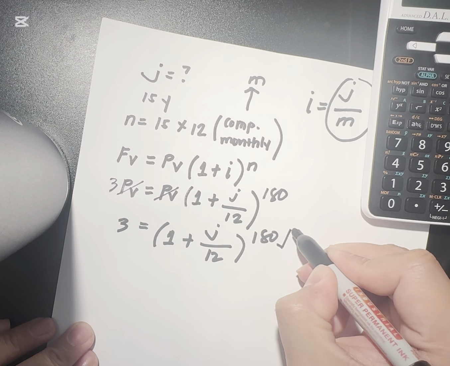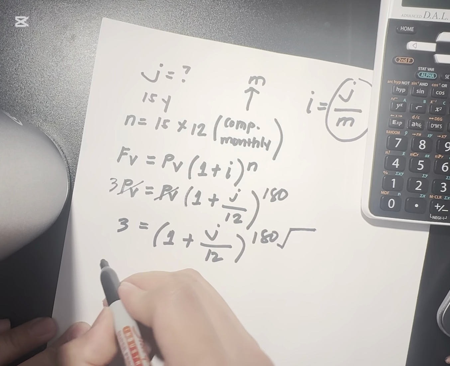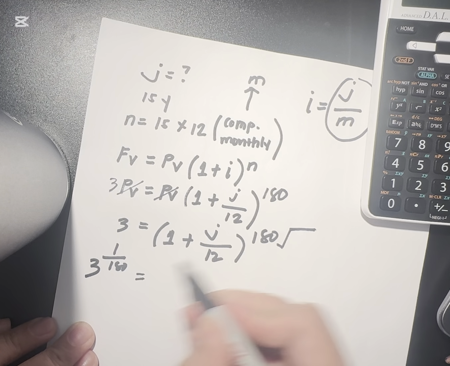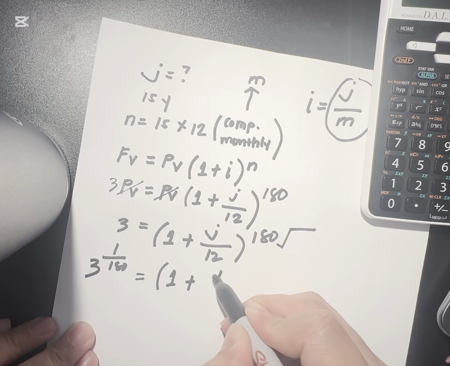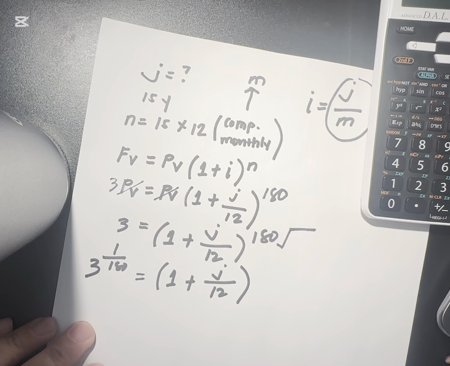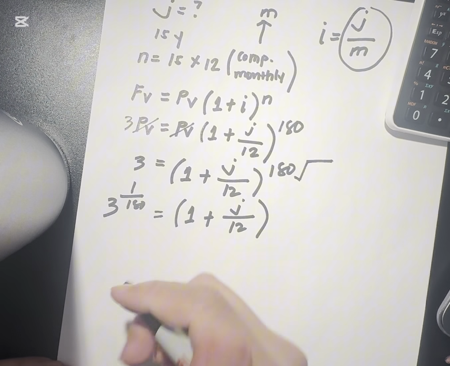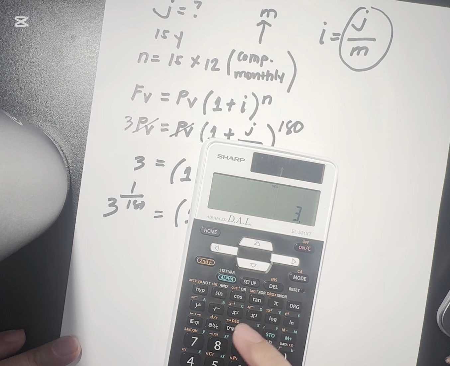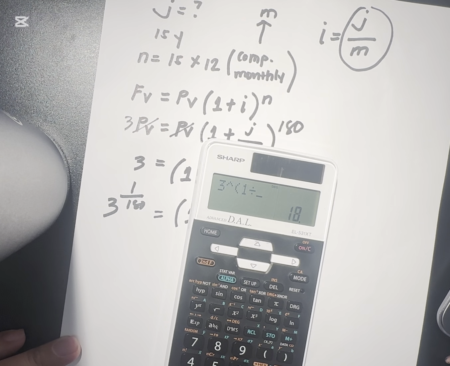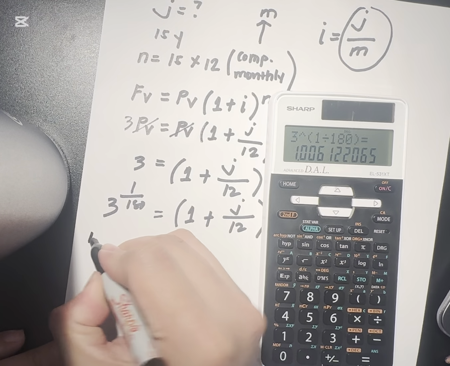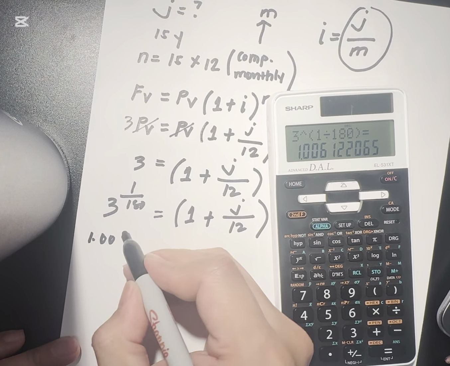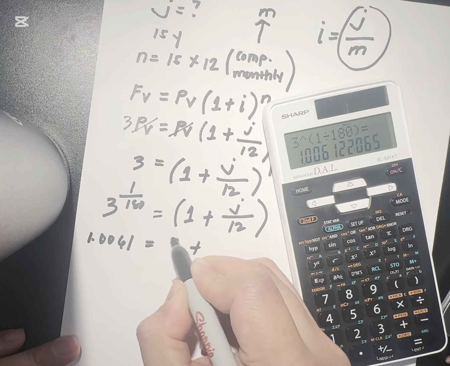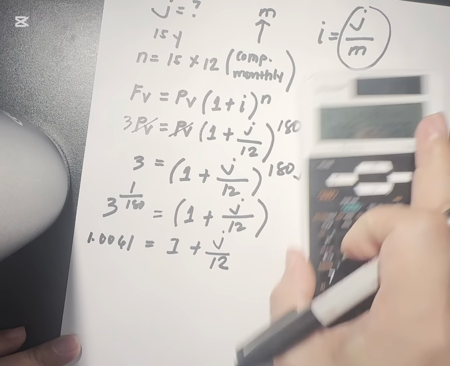And how are we going to do that? We need to get the 180th root of both sides. So this will be 3 raised to 1 over 180, and this will now be just 1 plus J over 12. That's it. Okay. Now we get the value of 3 raised to 1 divided by 180. I am getting four decimal places, 1.0061, equals 1 plus J over 12.